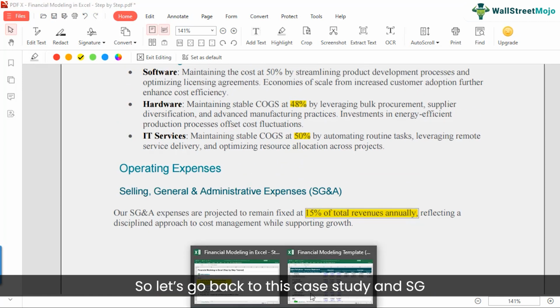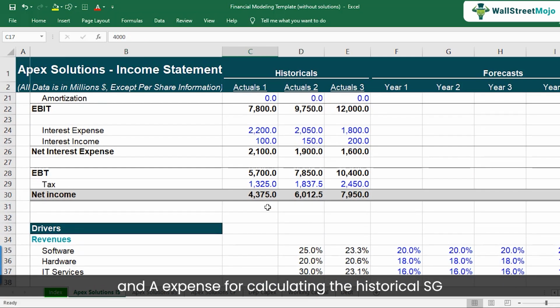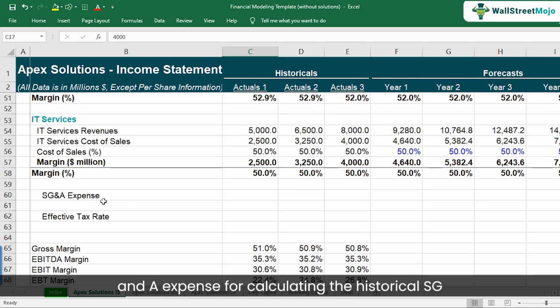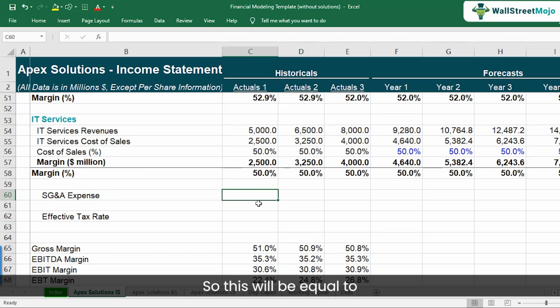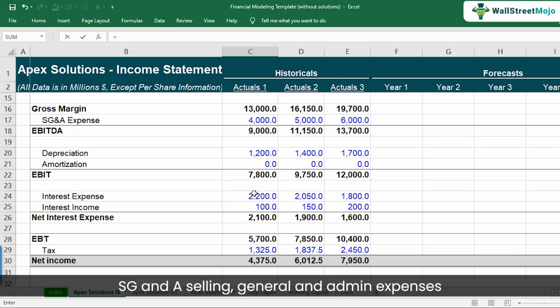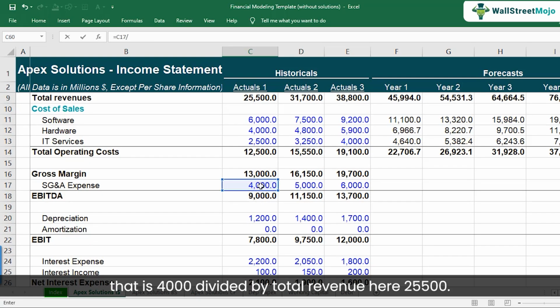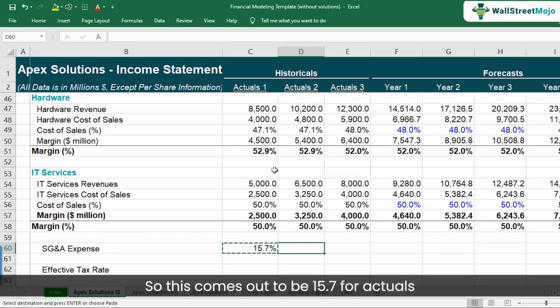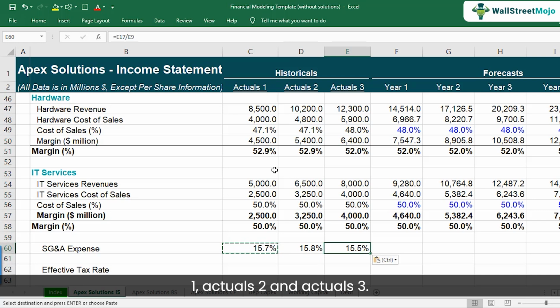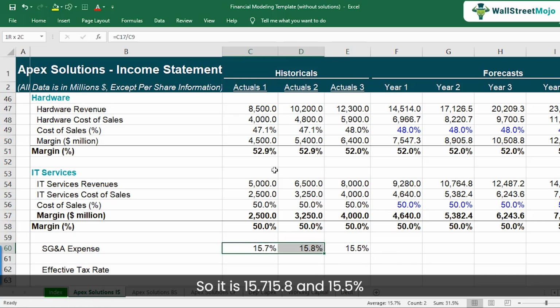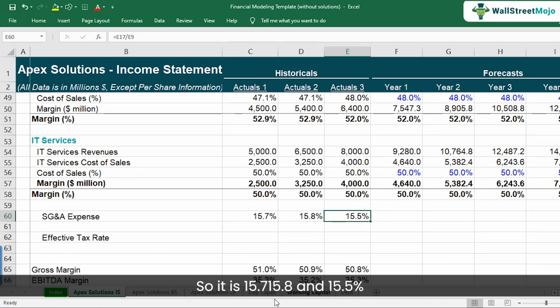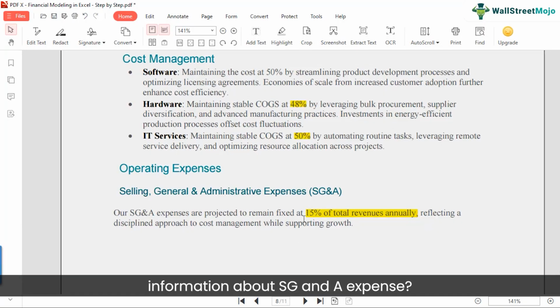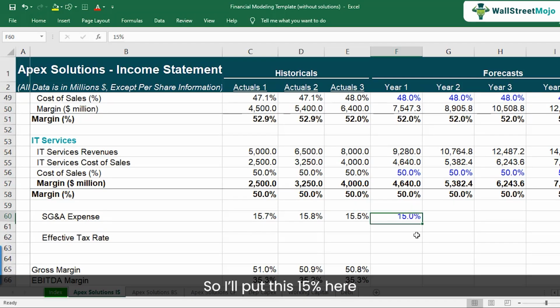So let's go back to this case study and SG&A expense. For calculating the historical SG&A expense in percentage terms, we'll use this row, that is 60. So this will be equal to SG&A, selling general and admin expenses, that is 4,000 divided by total revenue here, 25,500. So this comes out to be 15.7 for actuals 1, actuals 2 and actuals 3. So it is 15.7, 15.8 and 15.5%. And what does the management provide as information about SG&A expense? It is 15%. Okay, so I'll put this 15% here.